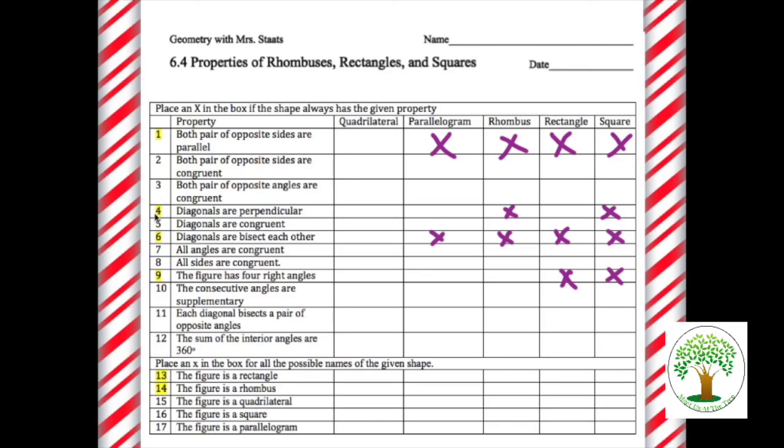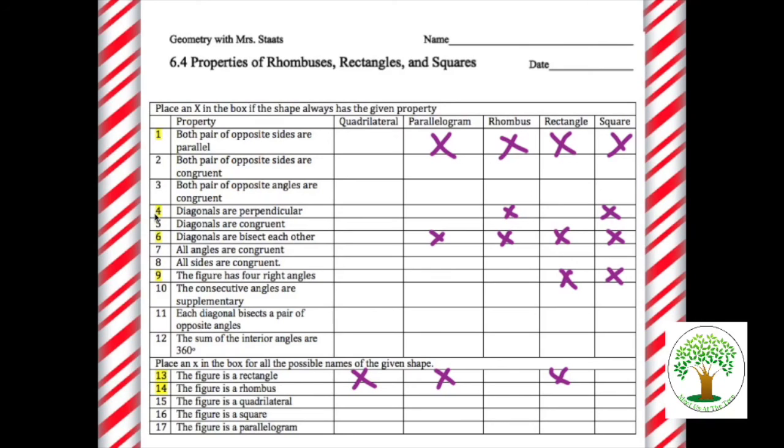Let's move down to the bottom. Place an X in the box for all the possible names of the given shape. Obviously, if the figure is a rectangle, it will be called a rectangle, so let's put a rectangle in there. Could it also be called a square? Is a square a rectangle? A square is, but a rectangle isn't always a square. That's correct. So if you have a rectangle, can you call it a square? Not always. Can you call it a rhombus? No. Can you call it a parallelogram? Yes. What else can it be called? A quadrilateral. Okay.